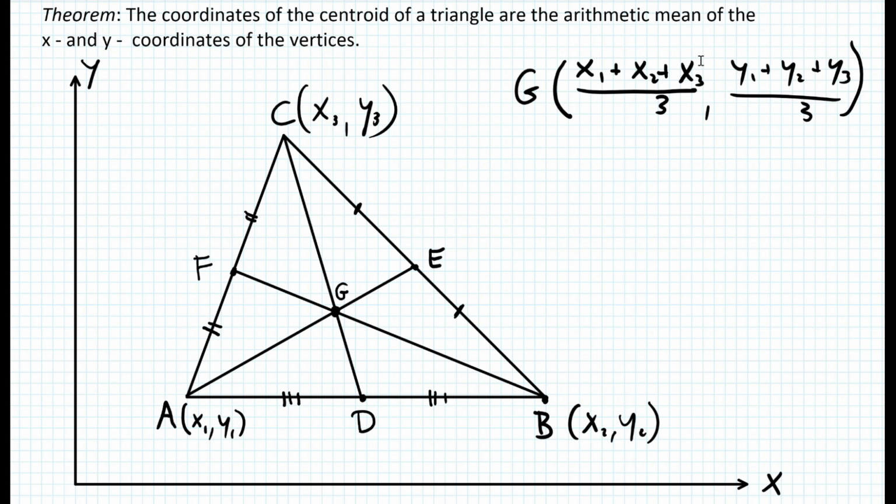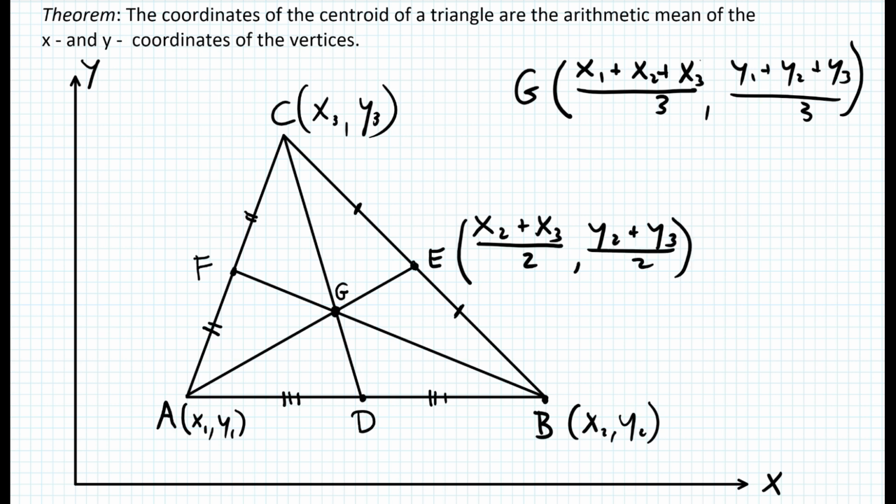So let's get started by designating the coordinate at point E, okay? We know that E is exactly in the middle between point B and C, so that means that it is the midpoint. So we can write here that this is (x2 plus x3) divided by 2, comma, and then here we have (y2 plus y3) divided by 2, okay?